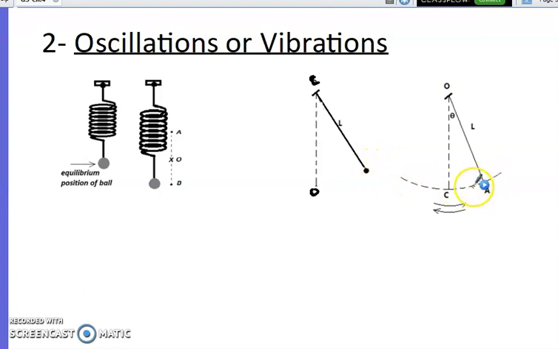Now we displace it from the equilibrium position like here and leave it. What happened? It makes a swing, moves back and forth. You see? So the motion of this ball around point O, which is the equilibrium position, is called oscillations or vibration. So what's the definition of oscillation or vibration, according to our observation here in the two pendulums?